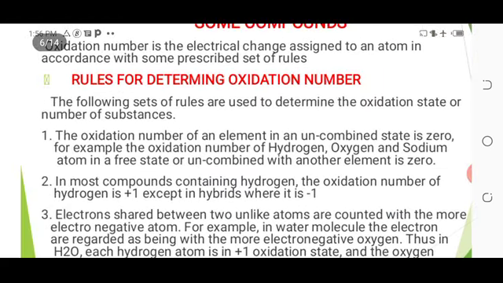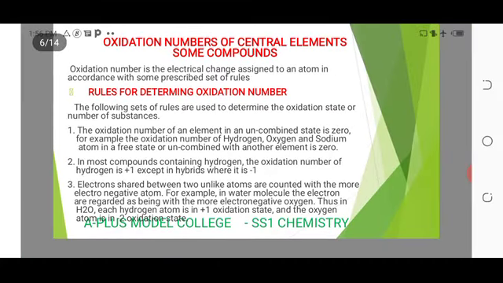Now, I also want to discuss the oxidation numbers of central elements of some compounds. We have discussed this earlier on in our SS1 class, and how oxidation and reduction reactions are used to determine the oxidation number, and how a particular substance or compound is named.